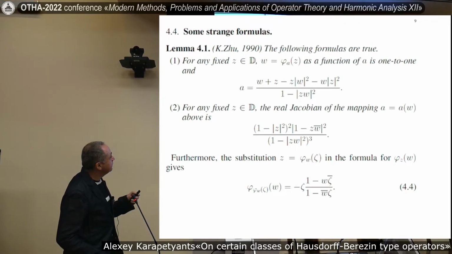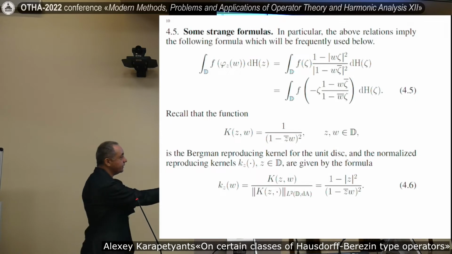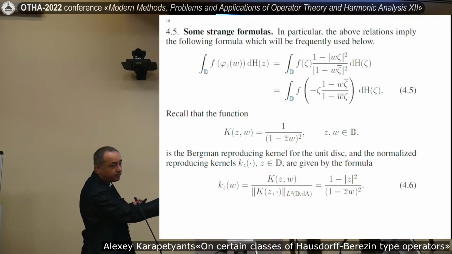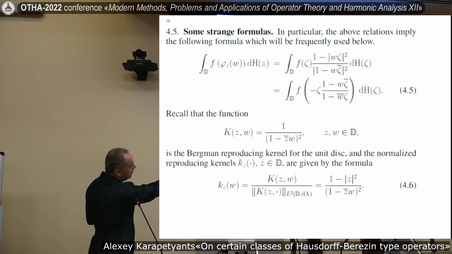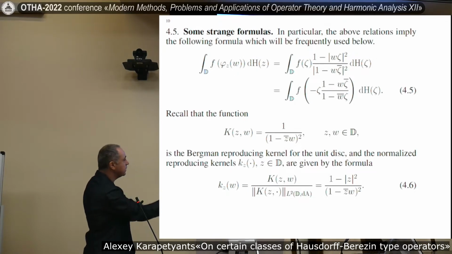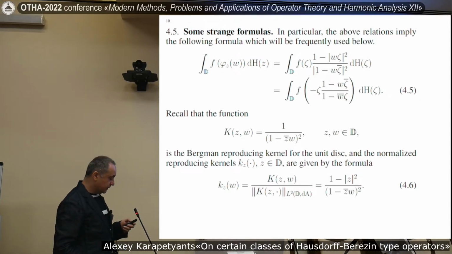Well, I will skip these formulas. I just point attention to this coherent state. This is the normalized Bergman kernel. We will use this formula 4.6 for our further purposes. So this would be the Bergman kernel, and this is its normalization. So please remember this formula. I will just refer to this formula as 4.6.